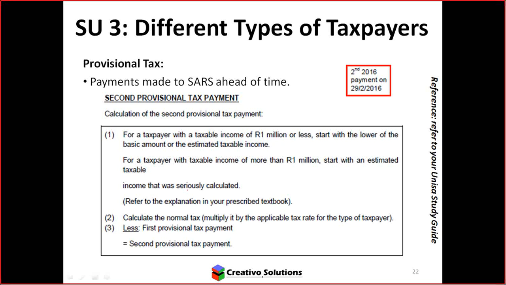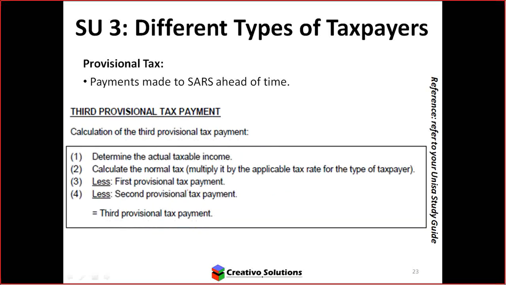Right, so I'm going to look at the assignment just now and I'm going to apply it. I'm going to show you when I worked out the first and when I worked out the second provisional tax payment. Let's just finish off the rest of the theory. There is one other provisional payment that you make at the end of.